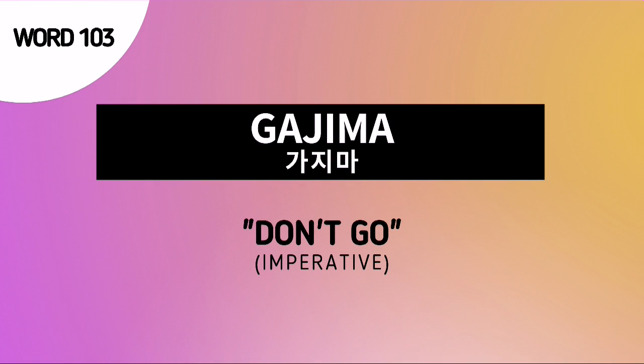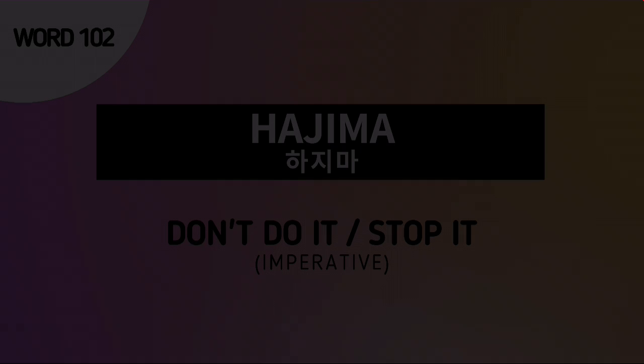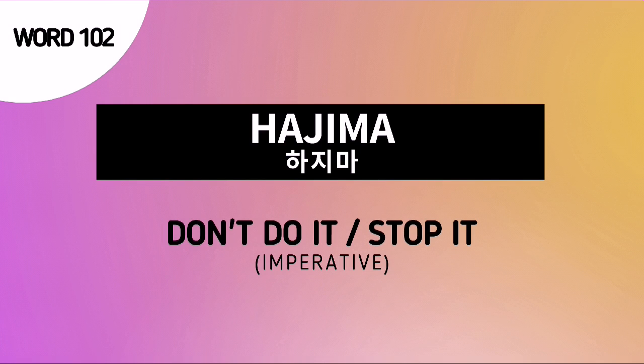Word number 103 is gajima. This is an imperative phrase which means don't go. Word number 102 is hajima. This is another imperative phrase which means don't do it or stop it.